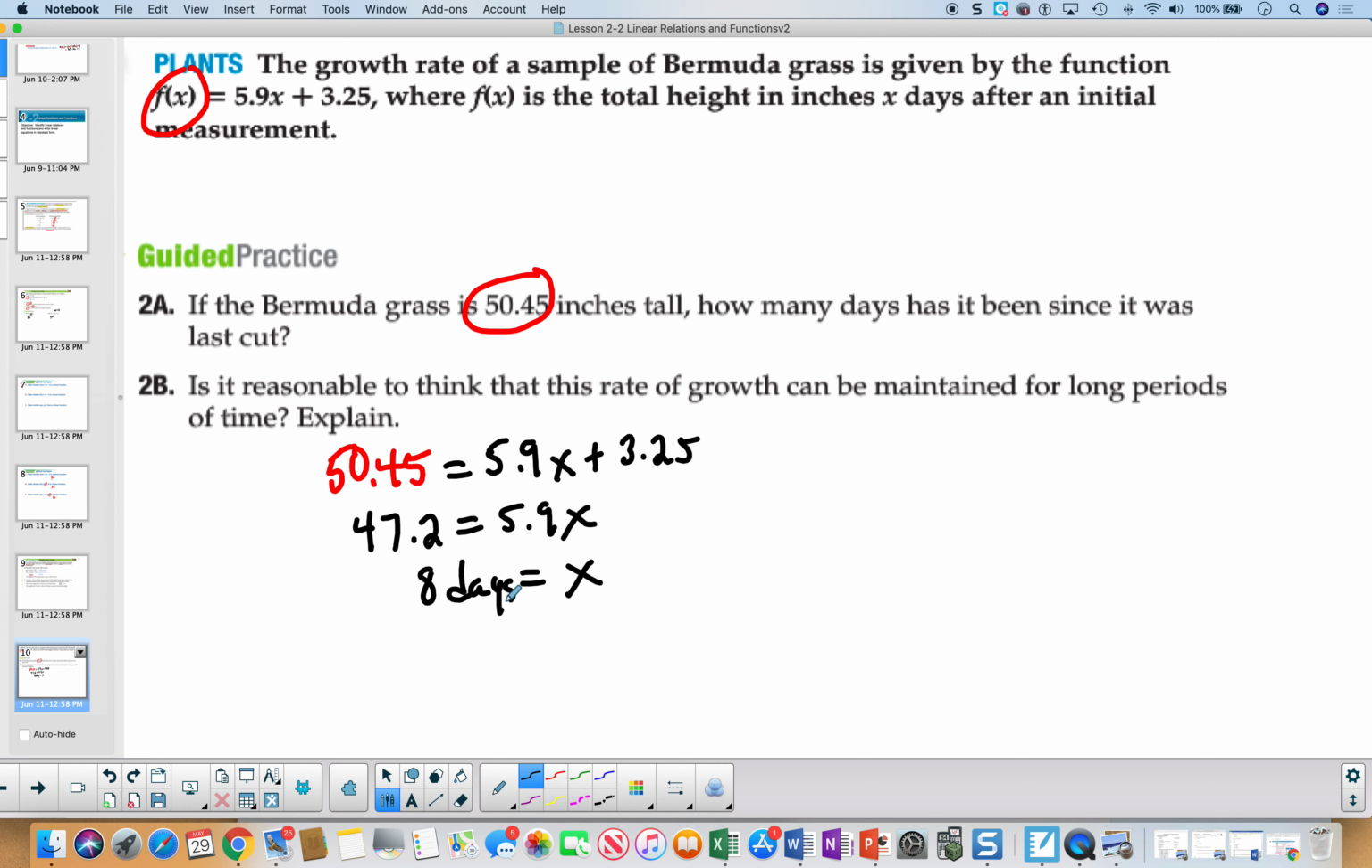8 days. Now the question is, is it reasonable that this growth rate can be maintained for long periods of time? So the question is, after 15 days, can we really use this equation? After 365 days, a whole year, can we continue to use this equation? And the answer is no. Realistically, grass will only grow so much, and then it'll reach its peak and it won't grow anymore. So after 365 days, we can't expect to have unlimited growth.